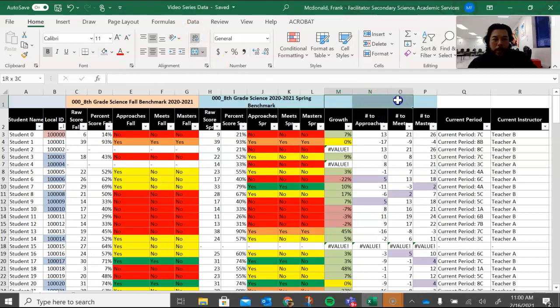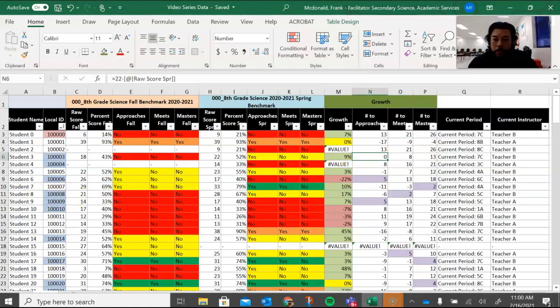So the first thing I want to do, and this is just me, is name this area. I'm going to call this the growth section, right here. I'm going to give it a different color. I like green, so I'm going to continue to stick with green.